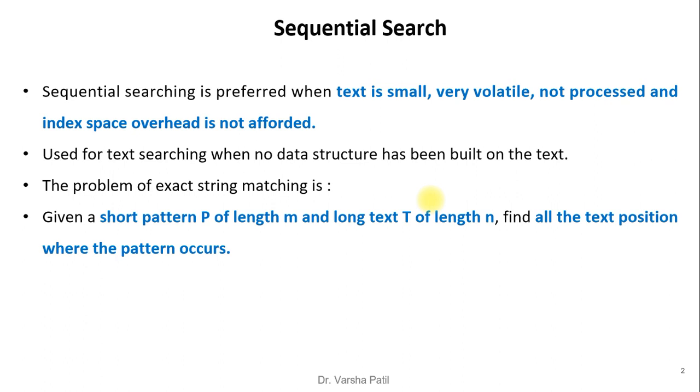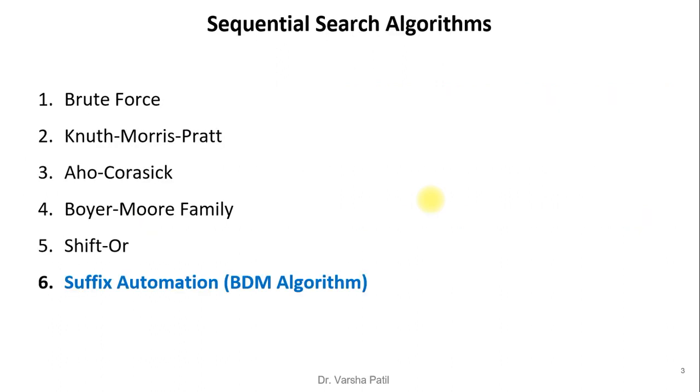Sequential searching is preferred when the text is small, very volatile, not processed, and the index space overhead cannot be afforded. It is used for text searching when no data structure has been built on the text. The problem of exact string matching is: given a short pattern P of length M and a long text T of length N, find all the text positions where the pattern occurs.